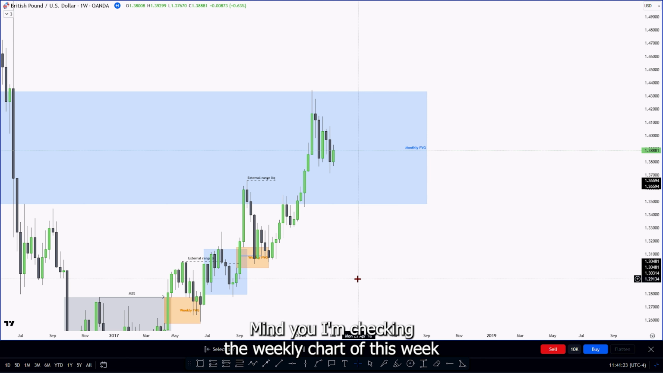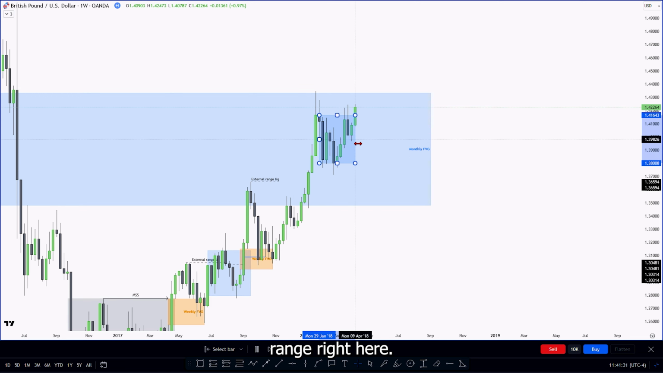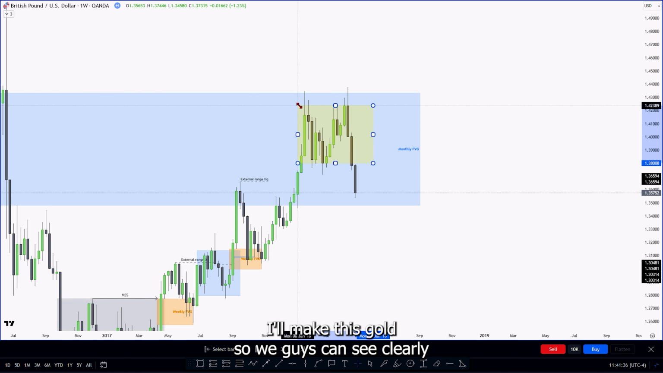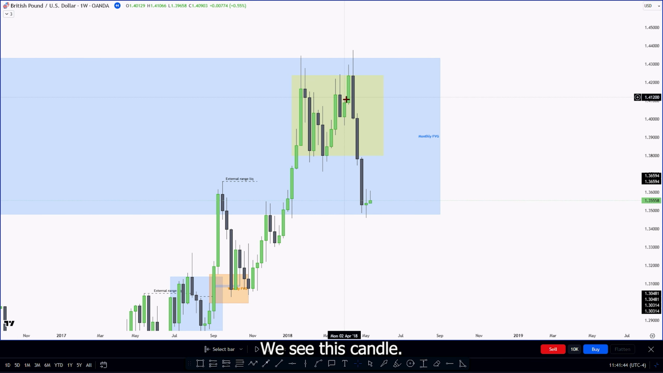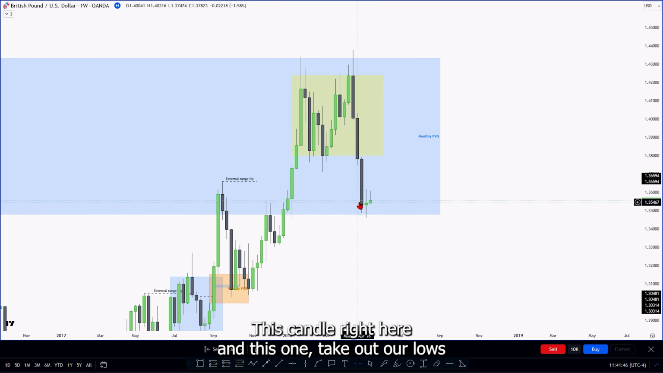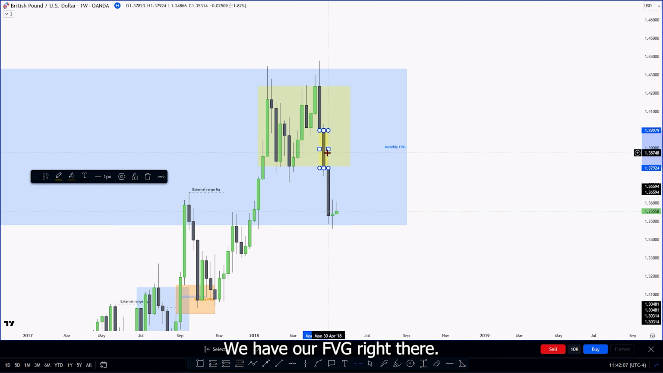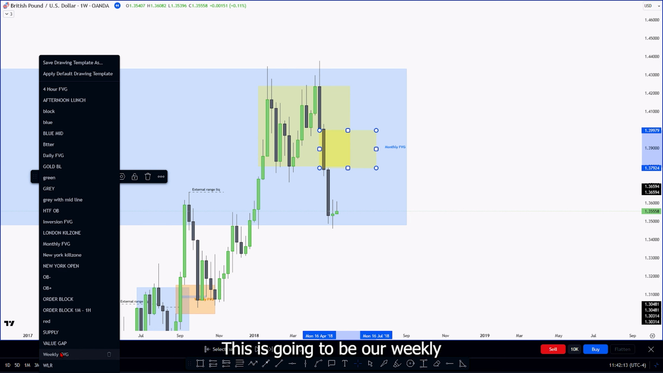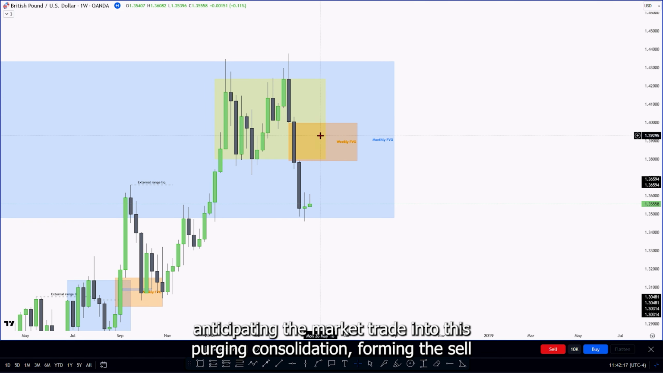Mind you, I'm checking the weekly chart as we speak. So we have this range right here. I'll make this gold so you guys can see it clearly. Right there, this is our range right here, our consolidation. We see this candle right here, and this one, take out our lows. Then we have our fair value gap right there, external range to internal range liquidity. This is going to be our weekly FVG right there. So we'll be anticipating the market trade into this purging consolidation, forming the sell maker model.